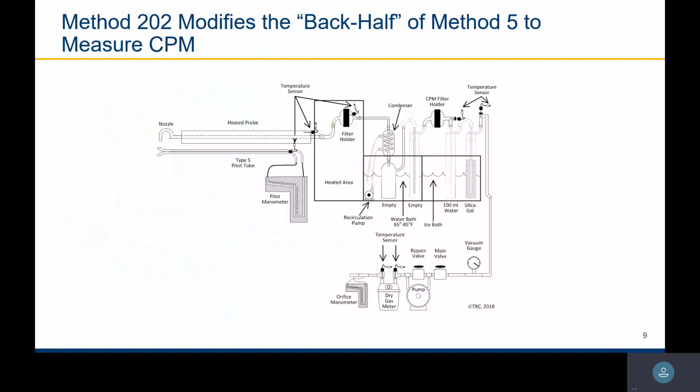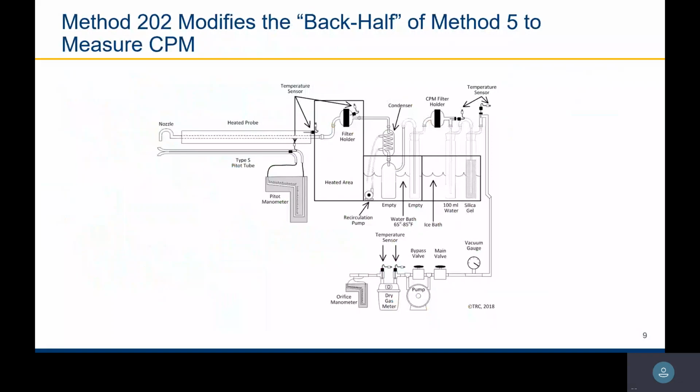The front is the same as what we just saw. Heated probe, heated filter holder, collects the particulate on the filter. Following that, any of the vapors coming through here get condensed in a non-contact condenser and collected in glassware.